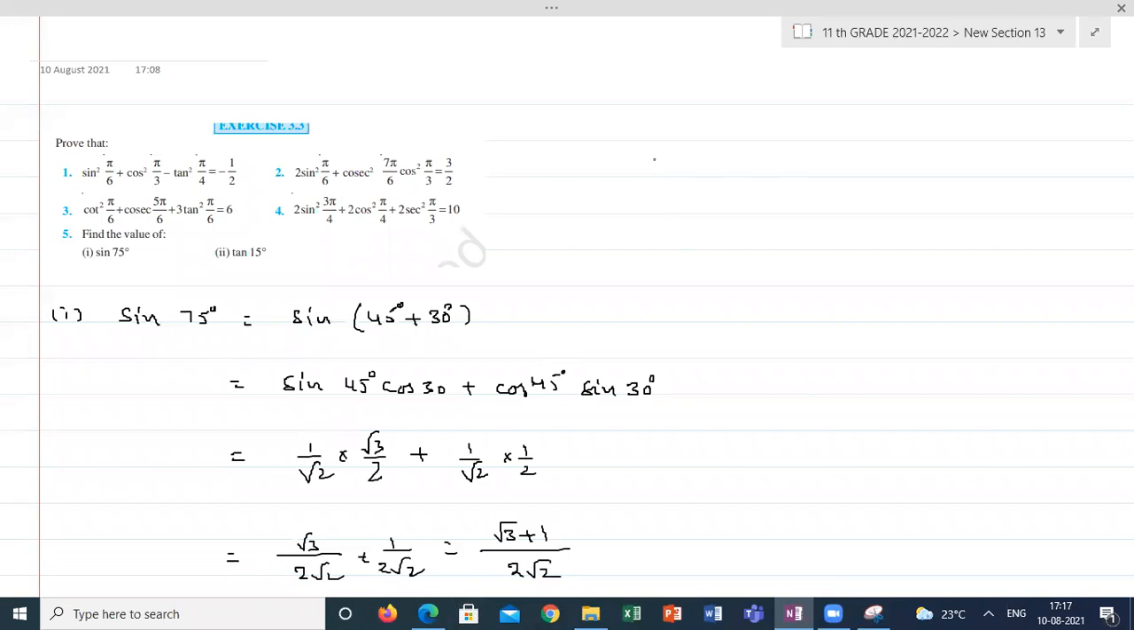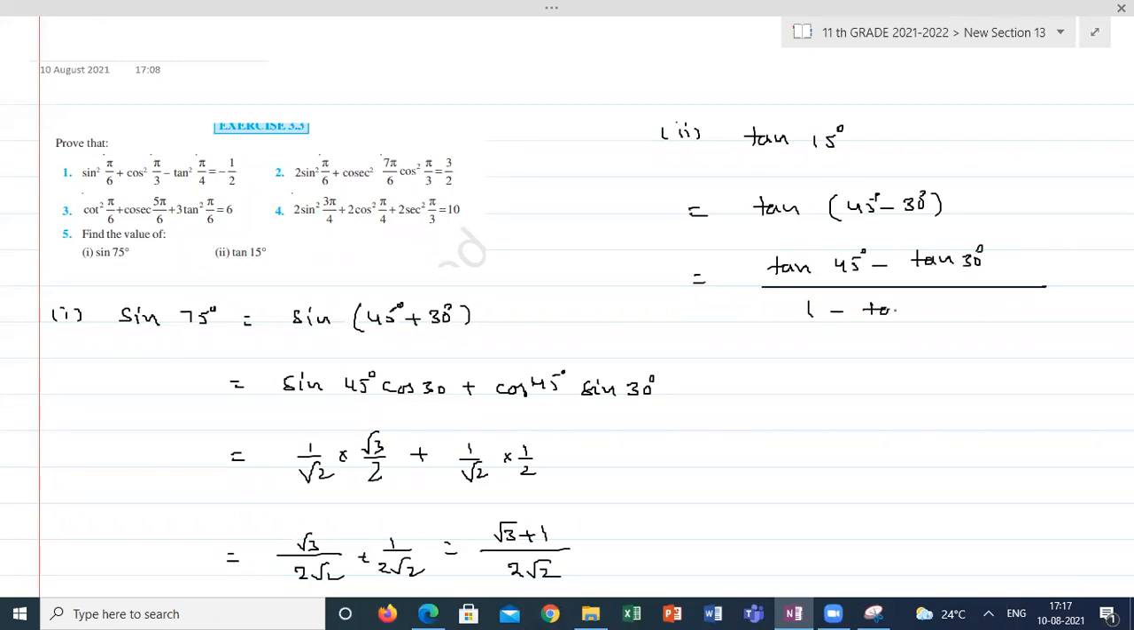It's very simple. How can you do tan 15, guys? Students, please. Tan 15 is tan of 45 minus 30. So what is tan of 45 minus 30? Tan 45 minus tan 30, divided by 1 plus tan 45 tan 30. So this is 1 minus 1 by root 3, correct? Divided by 1 plus 1 by root 3.